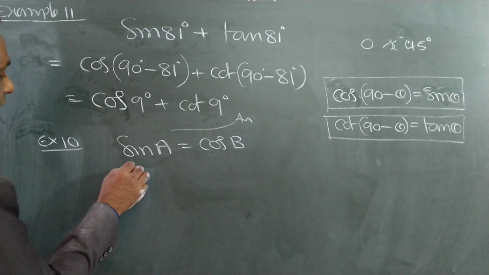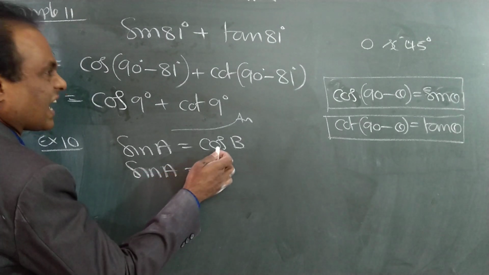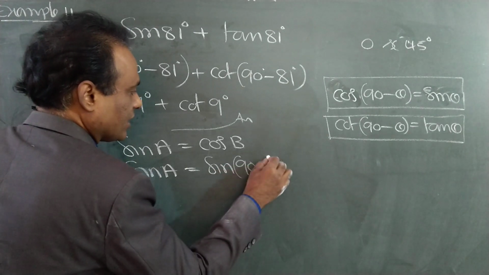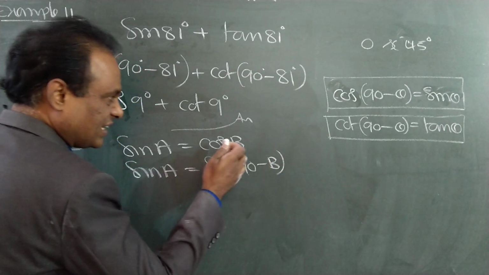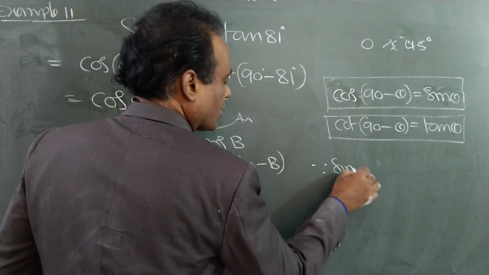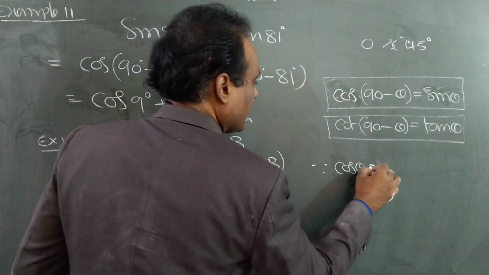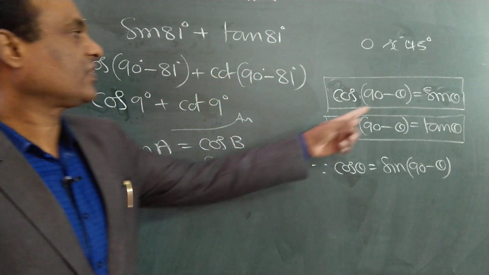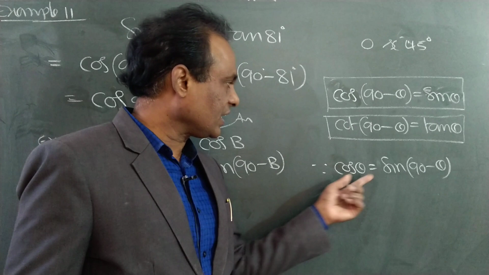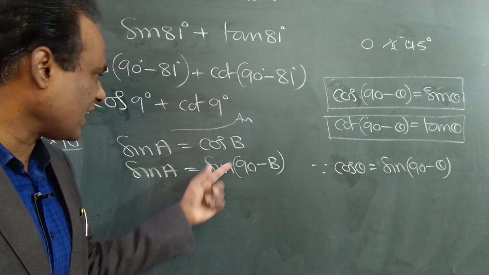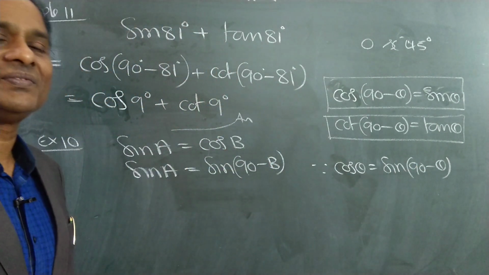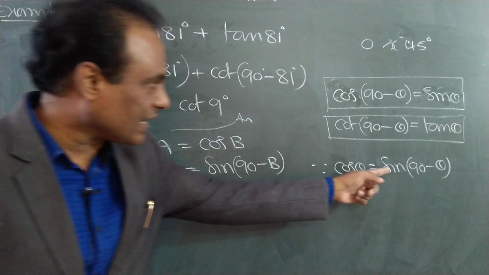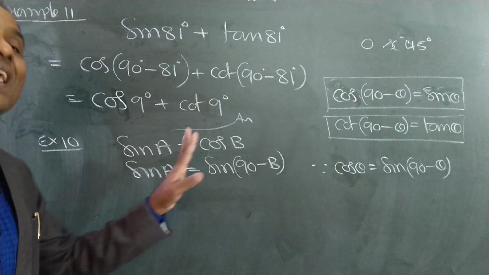See here, sin A is equal to cos theta. Cos theta can be written as sin(90 minus theta). Sin theta is cos(90 minus theta), and cos theta is sin(90 minus theta). Why am I changing cos in terms of sin? Because both should have the same ratio.